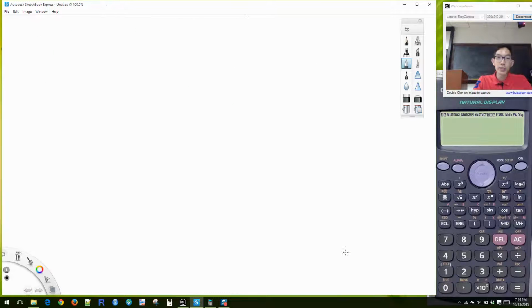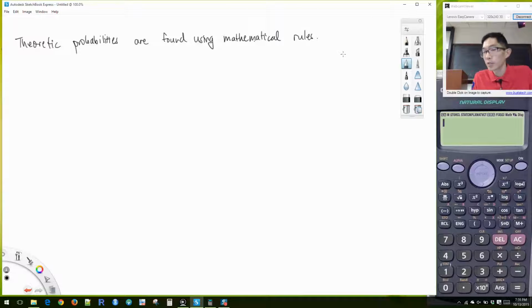Theoretic probabilities, on the other hand, are calculated or found using mathematical rules. So, if you've never seen a coin before, you could flip the coin 1,000 times and say it landed heads 508 times, therefore my empirical probability is 0.508.